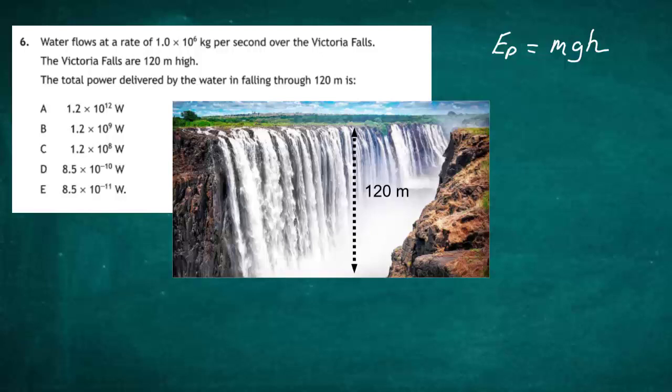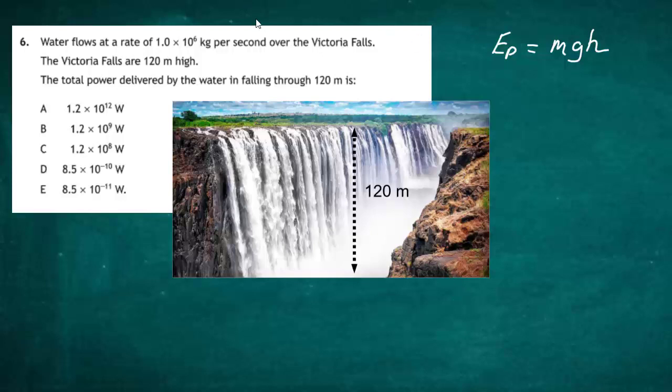If we imagine just 1 times 10 to the power 6 kilograms falling down there, we can work out the potential energy which is going to be transferred into kinetic energy at the bottom. We can work out the energy transfer, and we know that's going to happen in 1 second, therefore we can find the power, because power is energy transferred per second. So let's work out the potential energy of 1 times 10 to the power 6 kilograms of water at the top of the Victoria Falls.